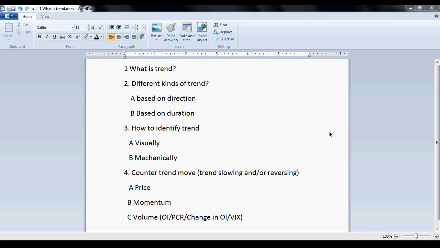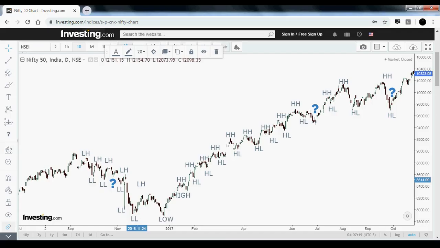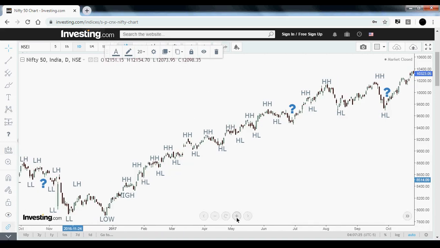Okay, there are basically two kinds of trend based on the direction. Either trend will be up or down. There will be times when nothing is happening, so that is a non-trending or directionless market. So basically there are two kinds of trends, uptrend and downtrend. So I have taken the data and now we'll have a look at what is uptrend.